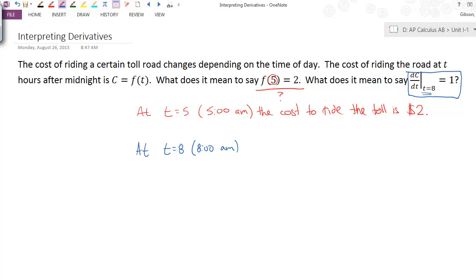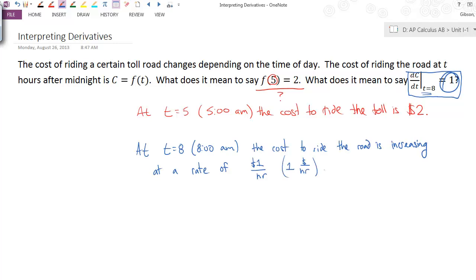So thinking about the change that could be happening at 8 a.m., we know that the toll road's cost for you to ride on it is changing. So thinking about this function, it would seem to make sense that at 8 a.m. the cost to ride the road is increasing. We know it's increasing because this is a positive 1. So it's increasing at a rate of $1 per hour. However you want to write that.